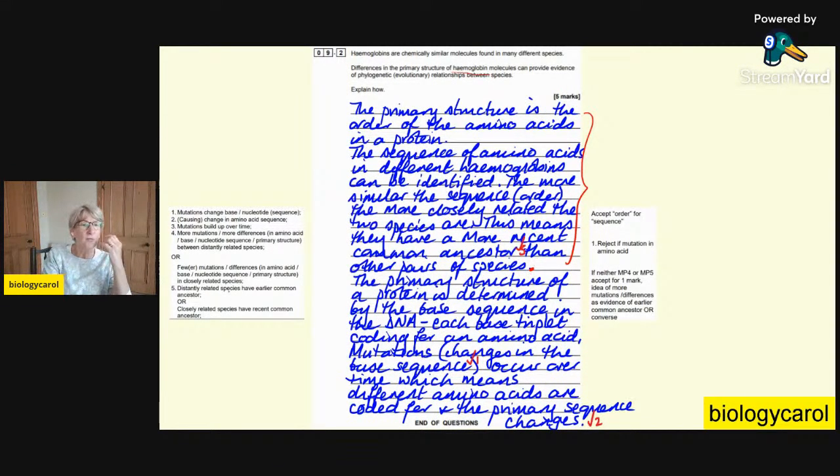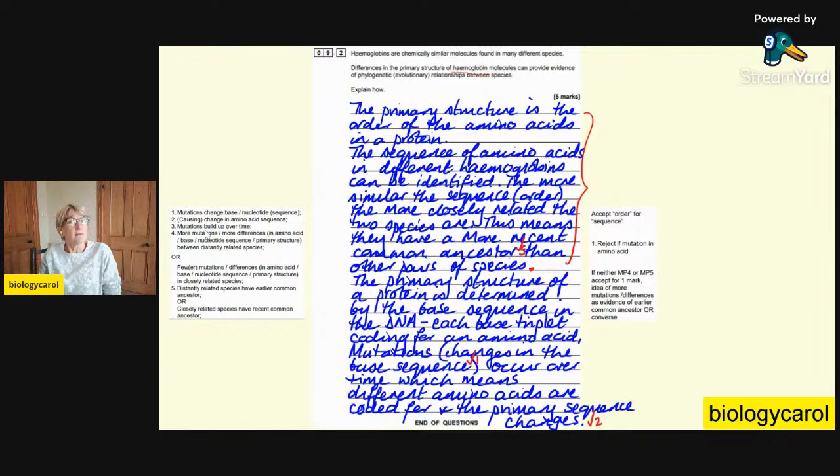I didn't get mark point 4, but I did get mark point 5 because I nailed the difference in common ancestor. Notice, if I had just written that first bit, I would have only got 1 mark out of 5. I ended up with 3 marks out of 5. And I must admit, when I read the mark scheme, I thought, flipping heck, that's a bit crap for a teacher.